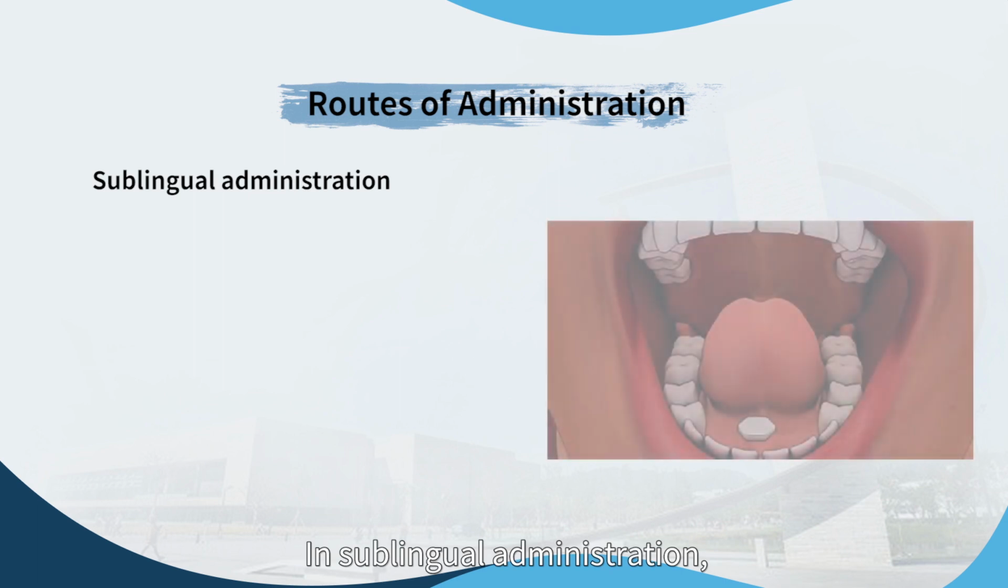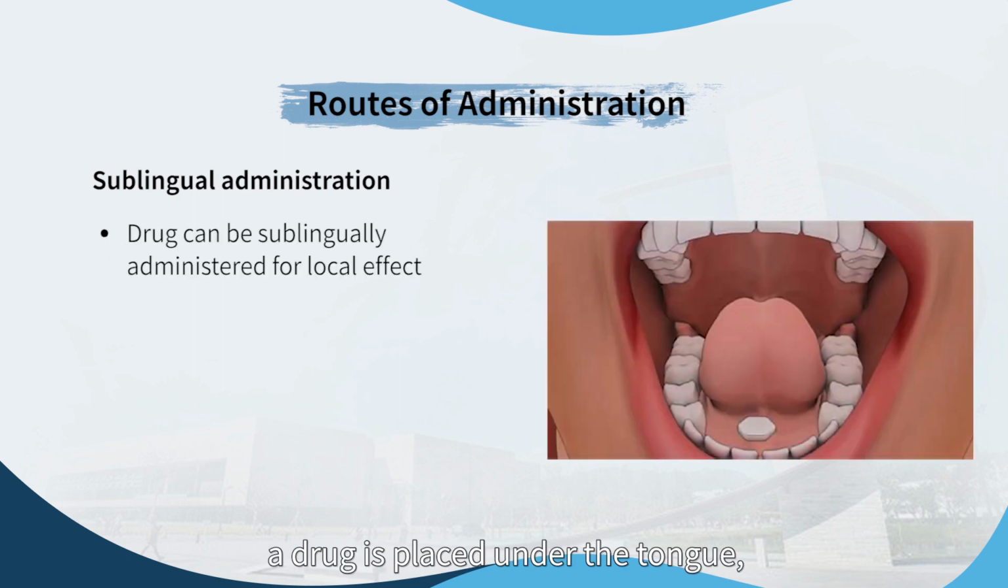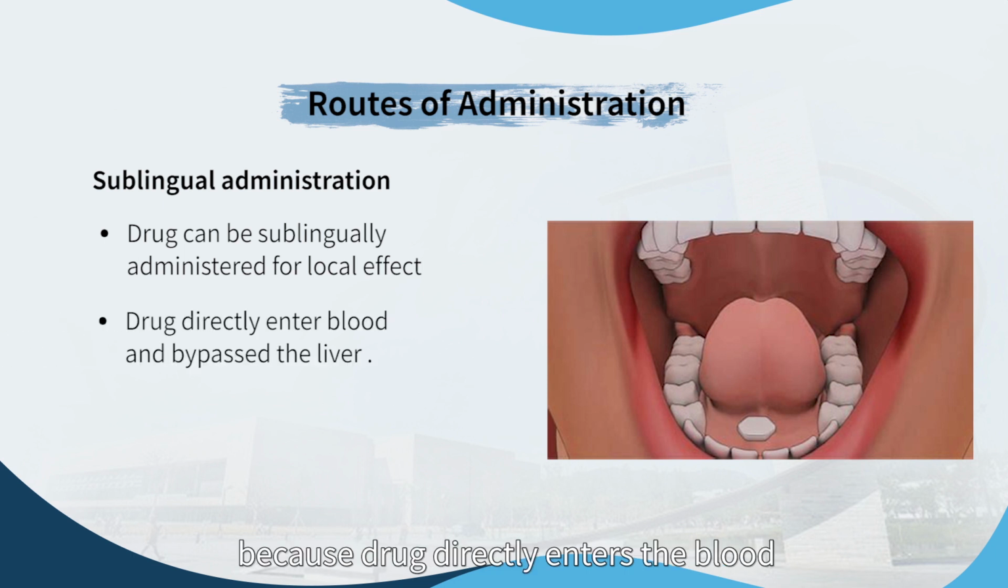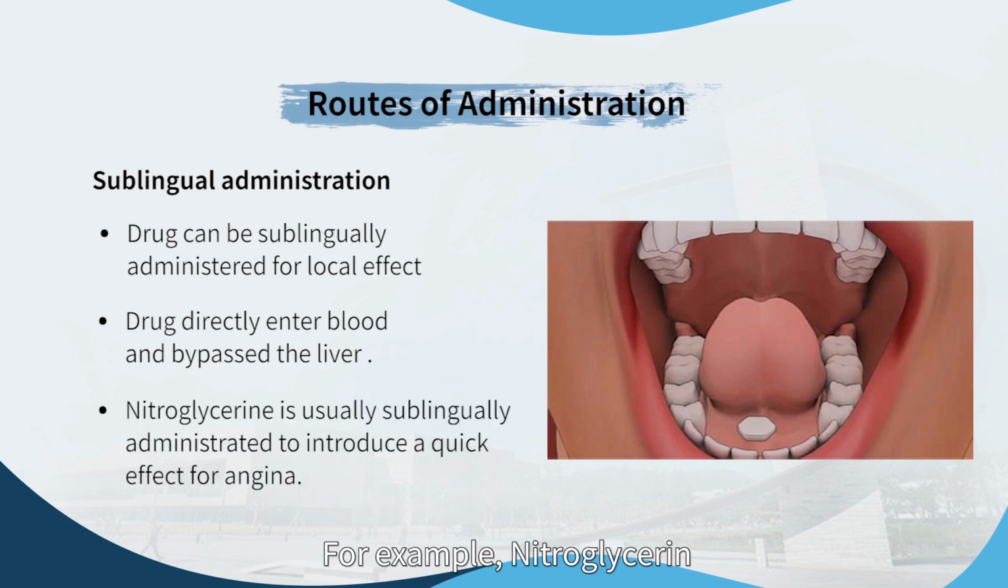In sublingual administration, a drug is placed under the tongue, where it dissolves. Drug can be sublingually administered for local effect. It is more potent than the oral route because the drug directly enters the blood and bypasses the liver. For example, nitroglycerin is usually sublingually administered to produce a quick effect for angina pectoris.